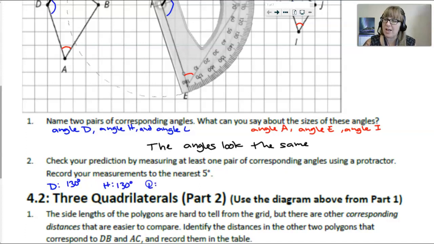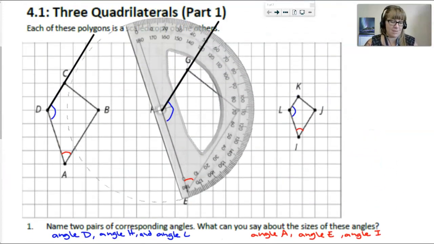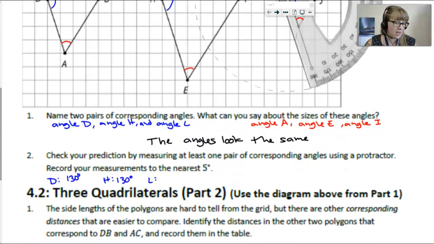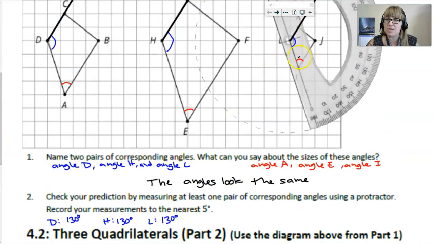Let's take a look at angle L. Getting that lined up. Need to go through and extend that line. And sure enough, 130 degrees. So yeah, I think so. I think that, I mean, at least that one was right. So maybe we're right all the time. Let's test out that red angle too, just to see if they really truly are the same.